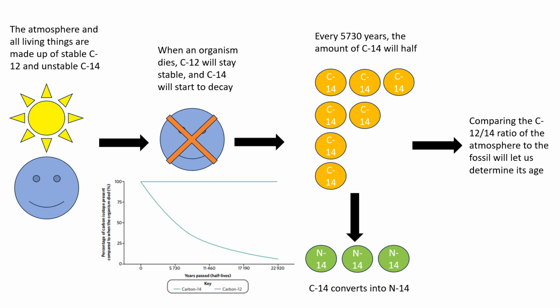So the atmosphere and all living things are made up of C12 and C14, like we said. C12 equals C14 in living things. When something dies, C12 stays the same, and carbon-14 begins to decay. Every 5,730 years, the amount of C14 is going to halve. So you can see here that we've started with 7 C14s over here.